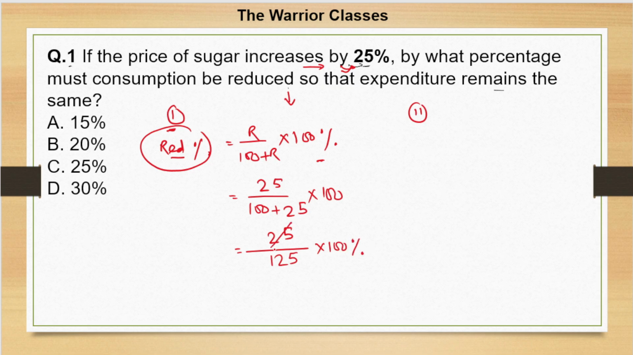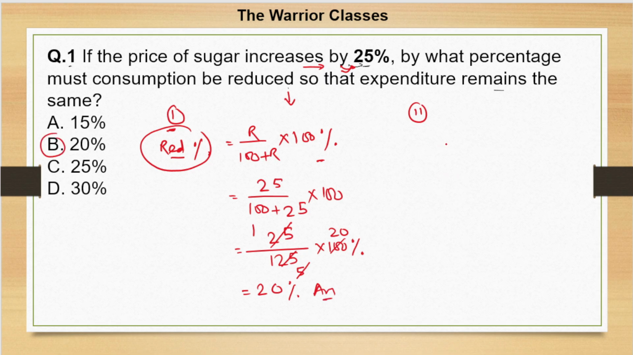Now we can cancel it by 25, so 1 and here 5, and 5 and 5 will cancel, leaving 20. So in the numerator we are left with 20%, and the reduction amount will be 20%. This is the answer to the question. Option number B is correct.